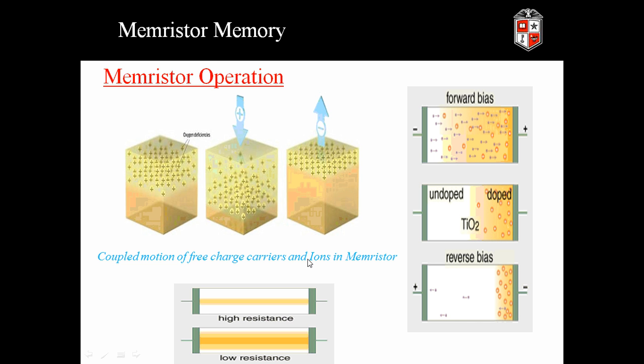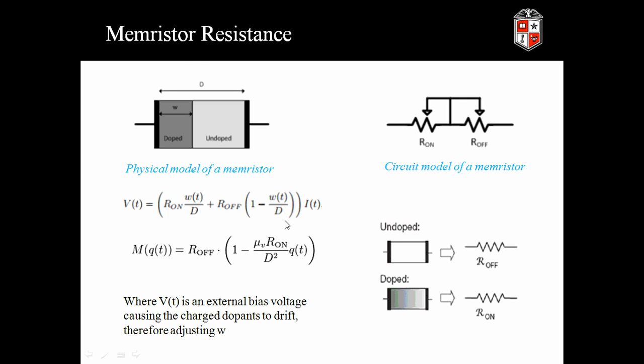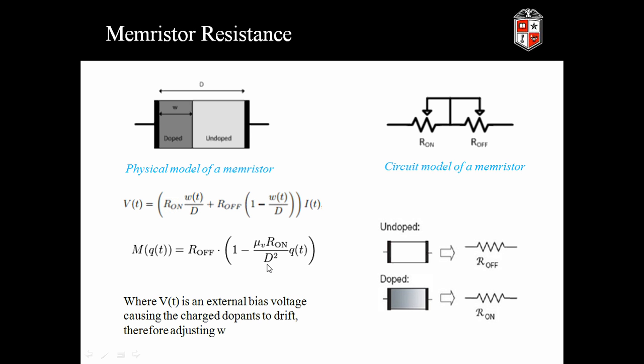And one more important property is that we are going to see those ion movements only in the nanoscale range, not in a micrometer or a millimeter scale. So we can say that the memristor is a nanoscale device. From this equation, we can also see that the memristor resistance is inversely proportional to the distance. As the ion movement gets smaller and smaller, the resistance of the memristor also changes very abruptly.